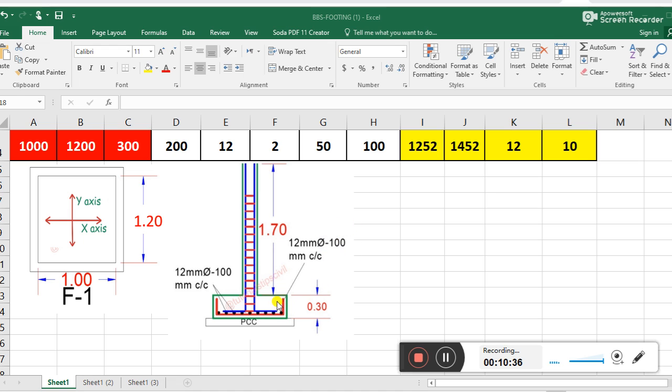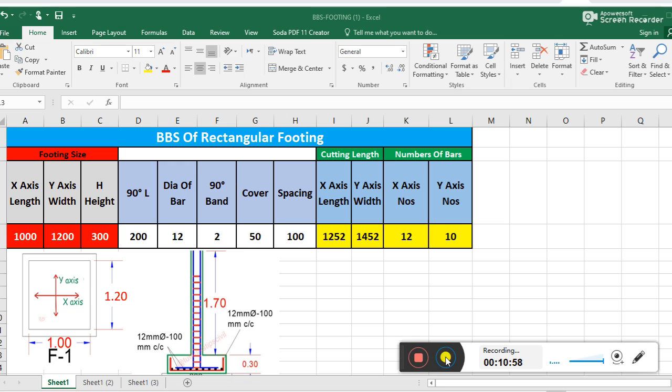This is the height, 30 centimeter or 300 millimeter. This is the PCC, and this is again the reverse of 12 millimeter diameter of bar at 100 millimeter center to center. Guys, this was all about BBS of rectangular footings calculation.